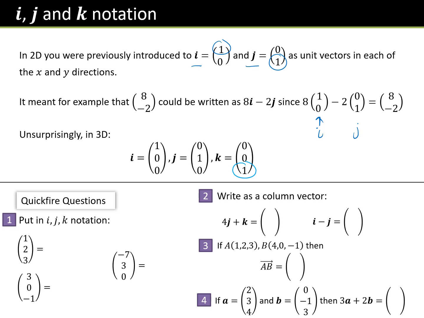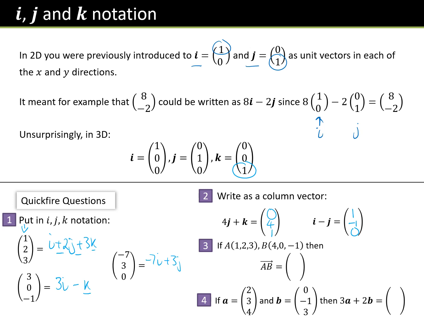So in a column vector here, we've got 1, 2, 3. So in i, j, k, that would just be i plus 2j plus 3k. So minus 7, 3, 0 is minus 7i plus 3j and then no k. 3i for this one minus 1k. Now going the other way around, 4j plus k is going to be 0i and then 4, 1. i minus j is going to be 1, minus 1, 0.